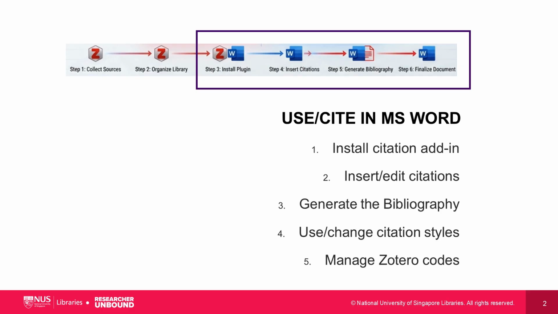We will cover how to: 1. Install the Zotero citation add-in for Microsoft Word. 2. Insert and edit citations. 3. Generate the bibliography. 4. Use or change citation styles. And 5. Manage Zotero codes.